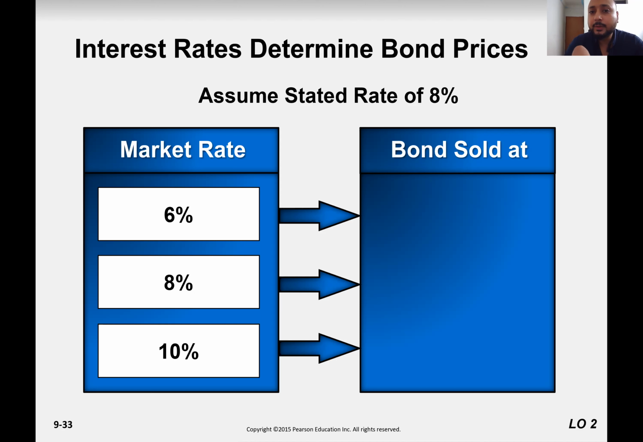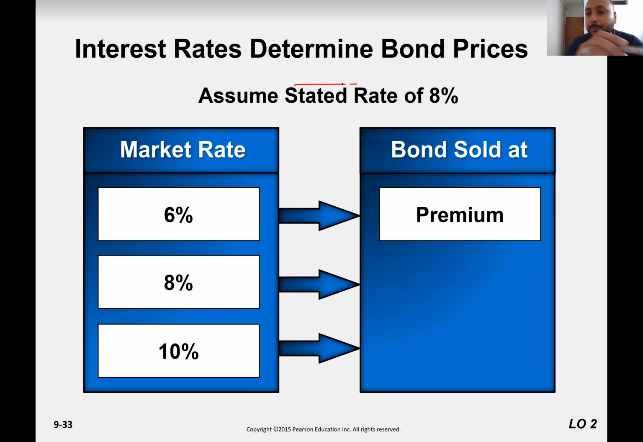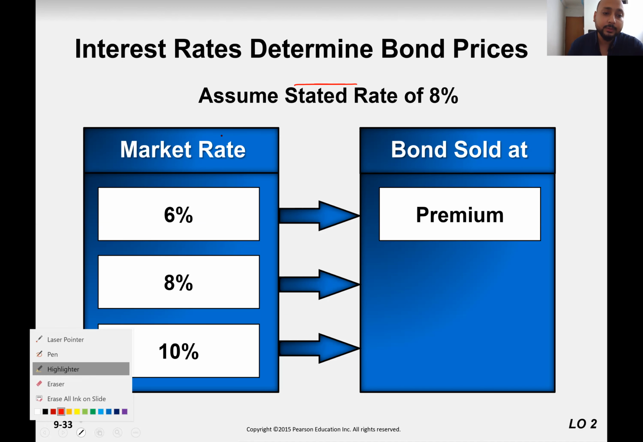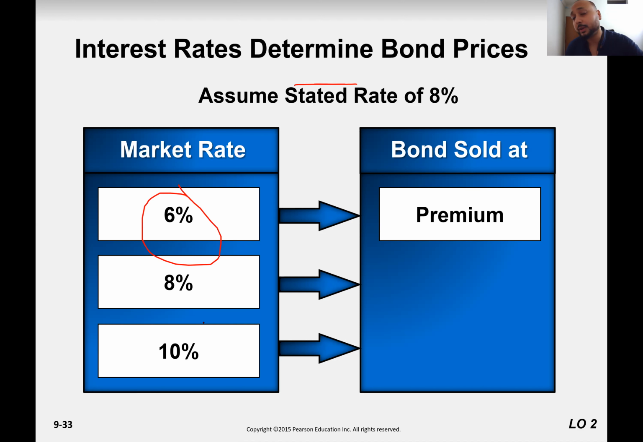So if the stated rate, meaning the coupon interest rate, which is printed on the bond certificate, is 8% and the market interest rate is 6%, you tell me, as a buyer, because you are a buyer and I am a seller of the bond certificate, because I sell the certificate and I receive money, and I pay interest.